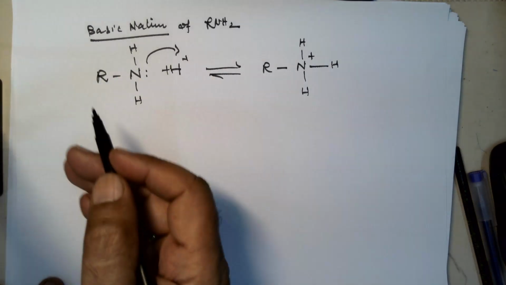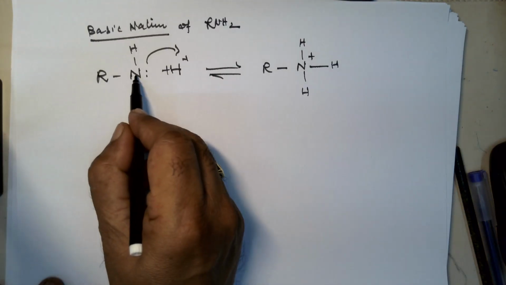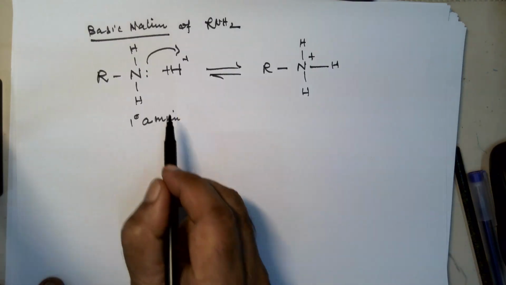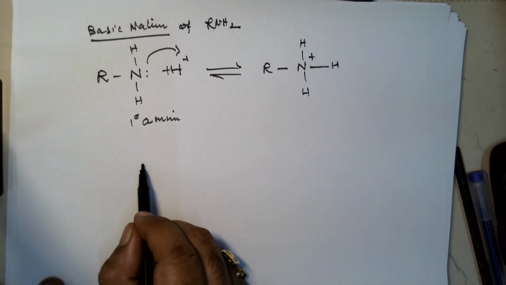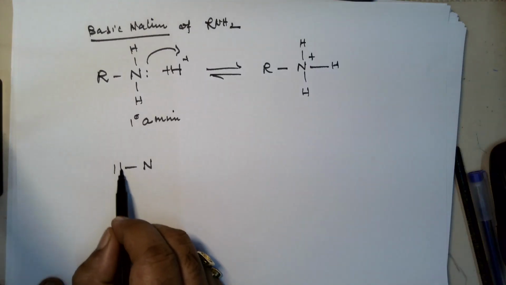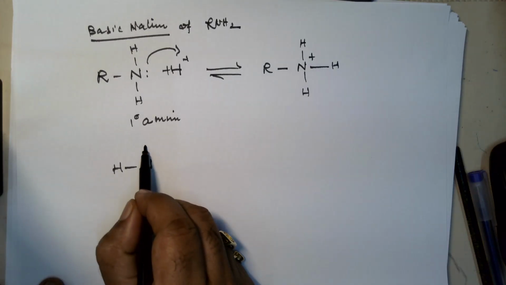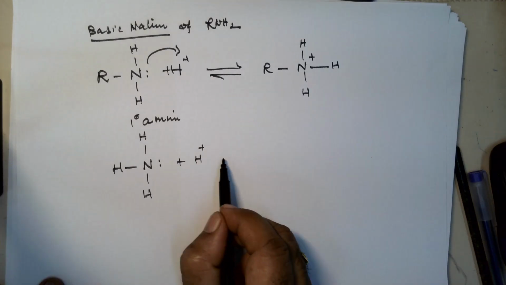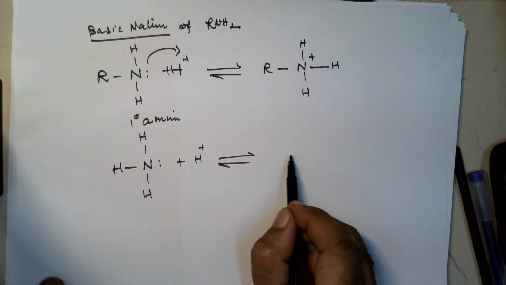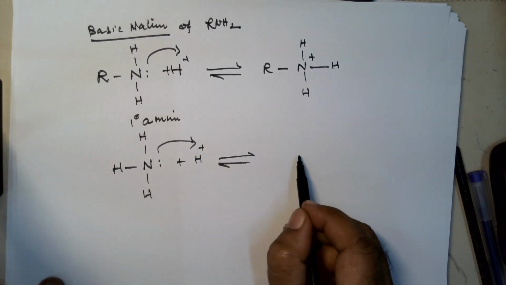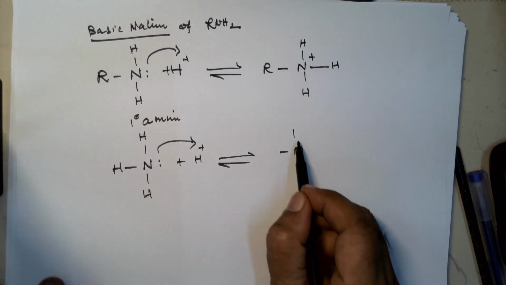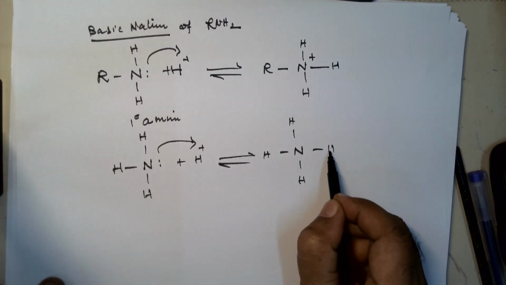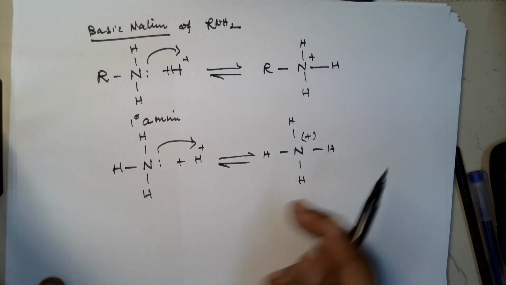Now let us compare this with ammonia. This is an alkanamine, that is, a primary amine. The same is compared with ammonia. Let us have N, and instead of R you have H, H, H. Now a pair of electrons and a proton. You can expect the same electron transfer, so NH4+.